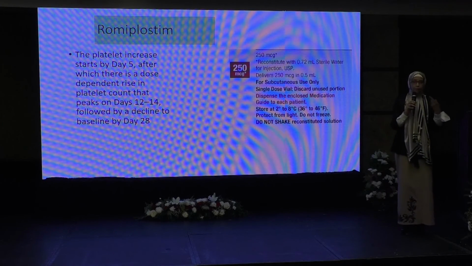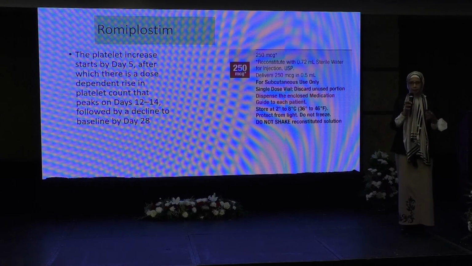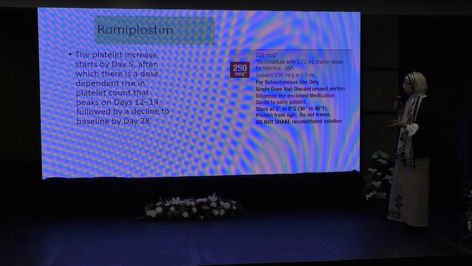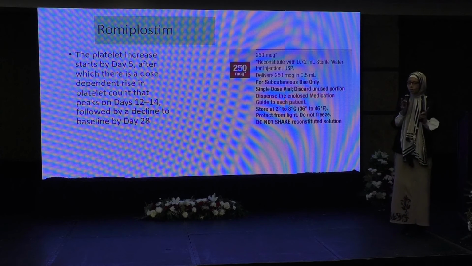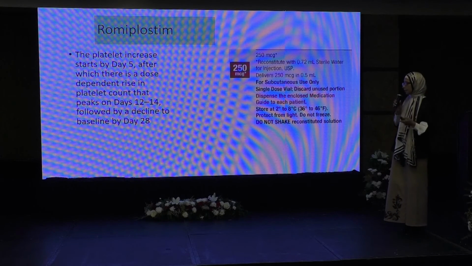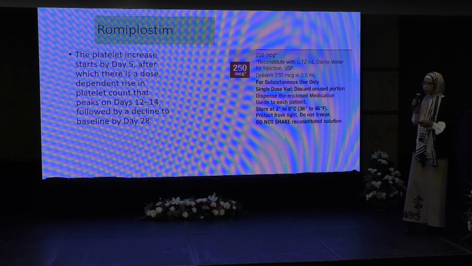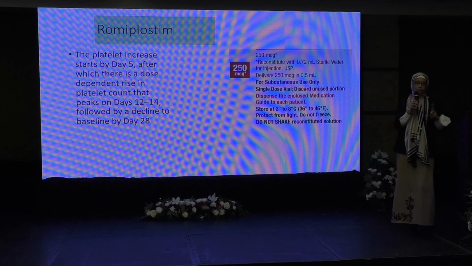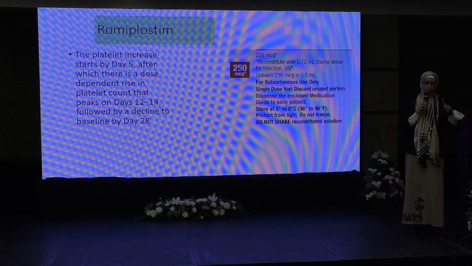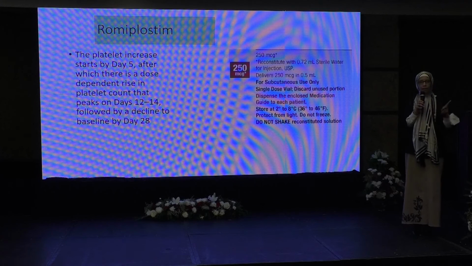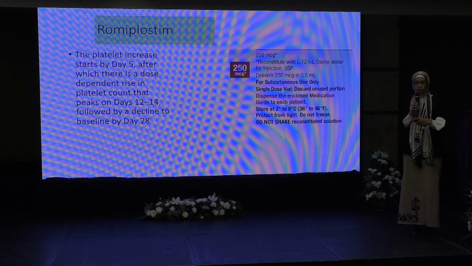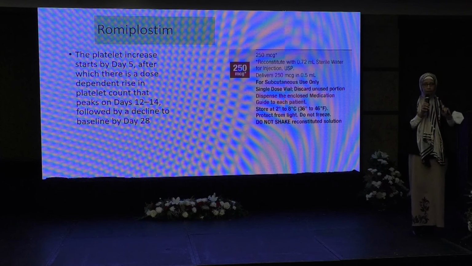With Romiplostim, the platelet count is expected to start to rise by day 5 if the proper dose is given, and then it peaks by day 12. I wanted to mention the reconstitution: the 250 mcg vial is reconstituted with 0.72 ml, giving 250 mcg in 0.5 ml. This is the concentration of the final reconstituted vial.